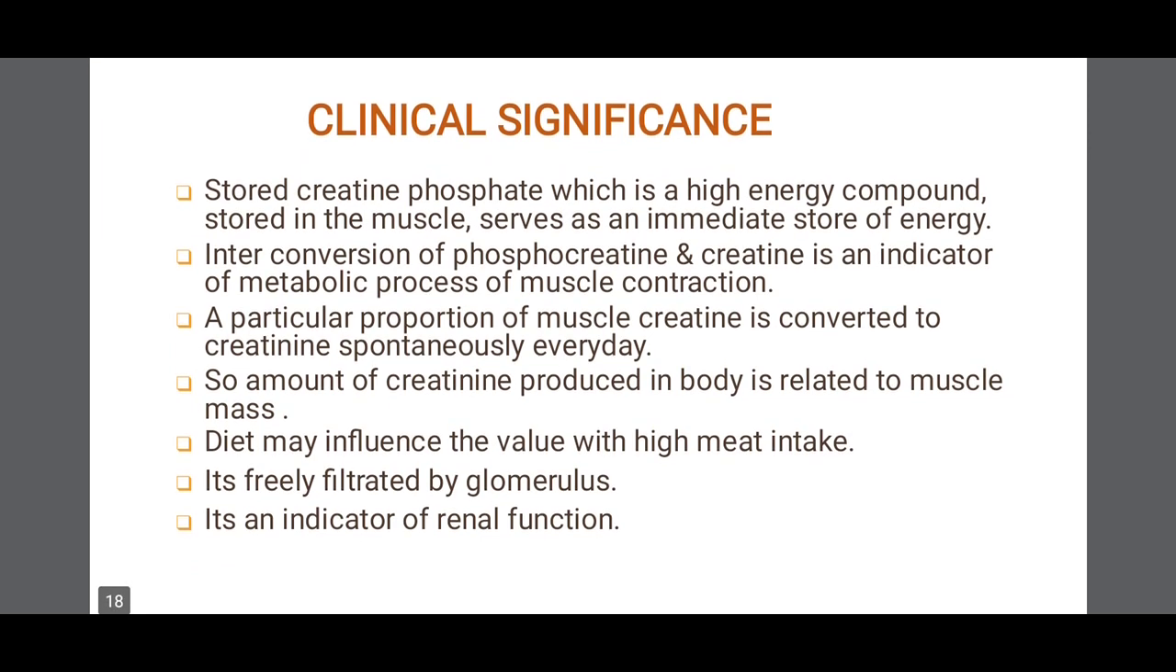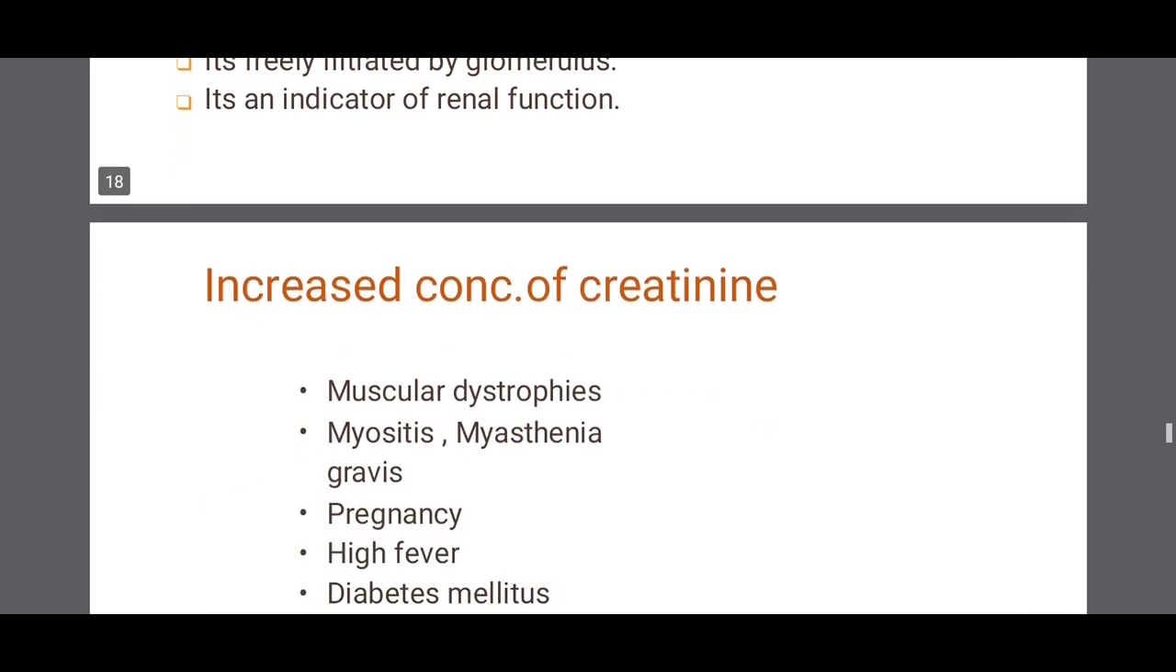The clinical significance of creatine and creatinine: stored creatine phosphate is a high energy compound stored in the muscle, serving as an immediate store of energy. Interconversion of phosphocreatine and creatine is an indicator of the metabolic process of muscle contraction. A particular proportion of muscle creatine is converted to creatinine spontaneously every day, so the amount of creatinine produced in the body is related to muscle mass. The diet, such as high meat intake, may influence the value. It is freely filtered by the glomerulus, so it's an indicator of renal function.